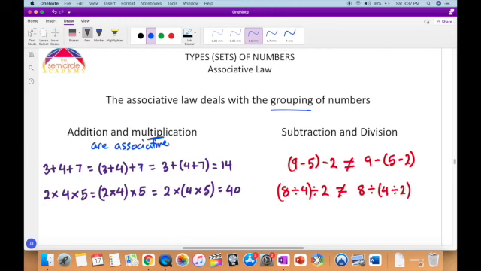So same thing with division. If we divided 8 by 4 first and then divided that by 2, it will not be the same as if we divided the 4 and the 2 first and then had 8 divided by that. That is not the same. So subtraction and division are not associative.